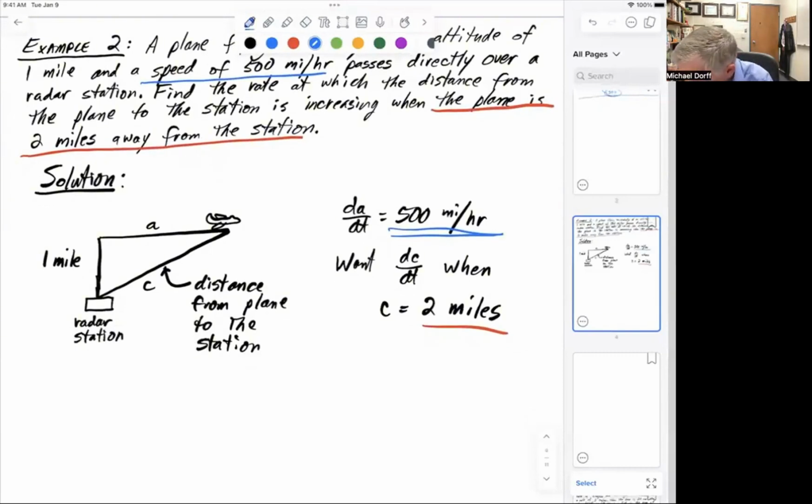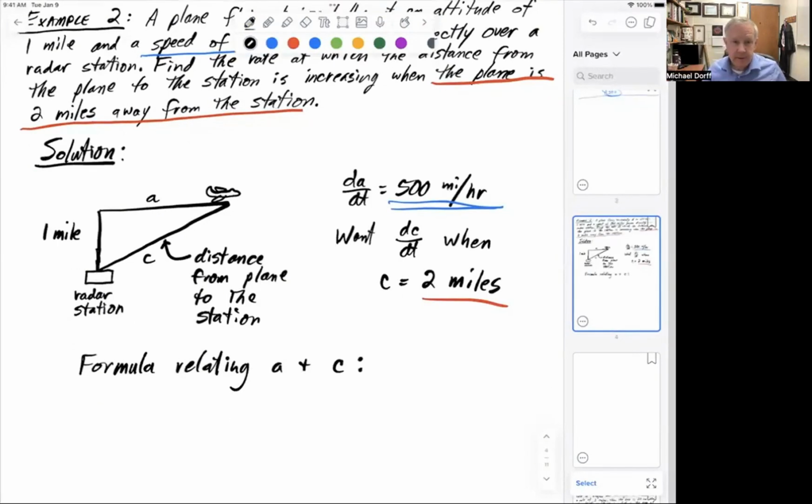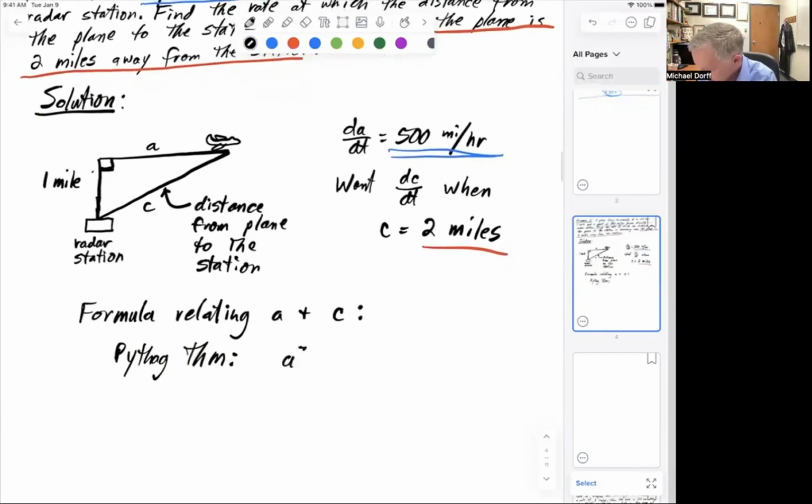So we want to find dC/dt. So now what we need is a formula relating A and C. Well, I look at this diagram that I've drawn, and my thinking is we've got a right triangle because this angle is right here. The height is one mile, or the altitude, and the plane is flying horizontally, so that's flat. So there has to be a right angle there. And I think of the Pythagorean theorem. The Pythagorean theorem would say A squared plus 1 squared equals C squared, or I could write that as A squared plus 1 equals C squared.